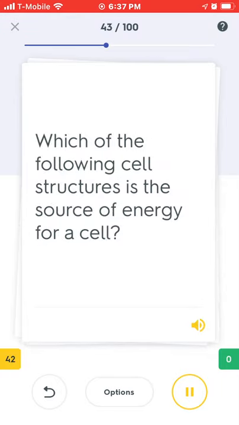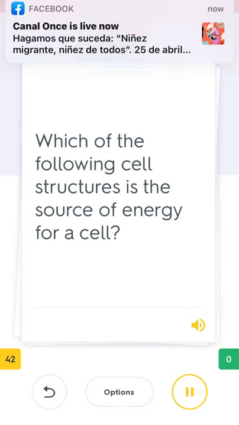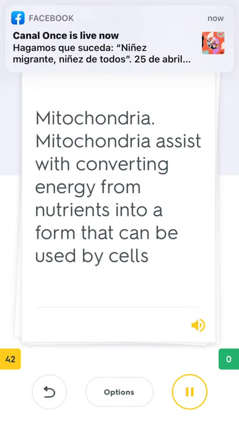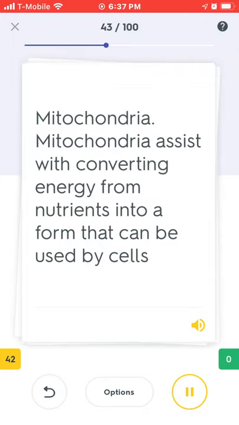Which of the following cell structures is the source of energy for a cell? Mitochondria. Mitochondria assist with converting energy from nutrients into a form that can be used by cells.